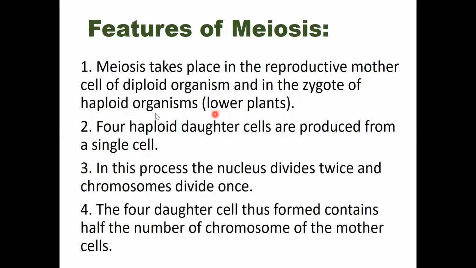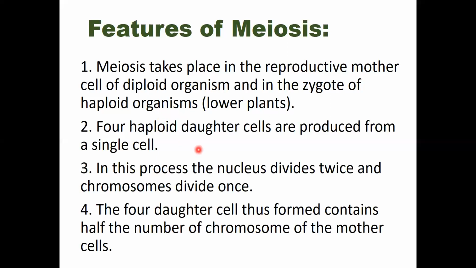And in the zygote of haploid organisms, in case of lower types of plants, they produce their gametes without meiosis, and then after the zygote formation, they have to go through meiosis. Otherwise, the chromosome number will be double. So to make it reduced, to make it normal, meiosis is a must.